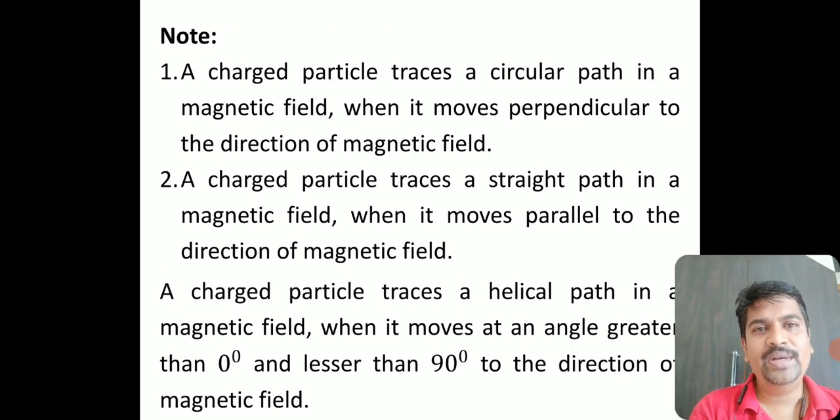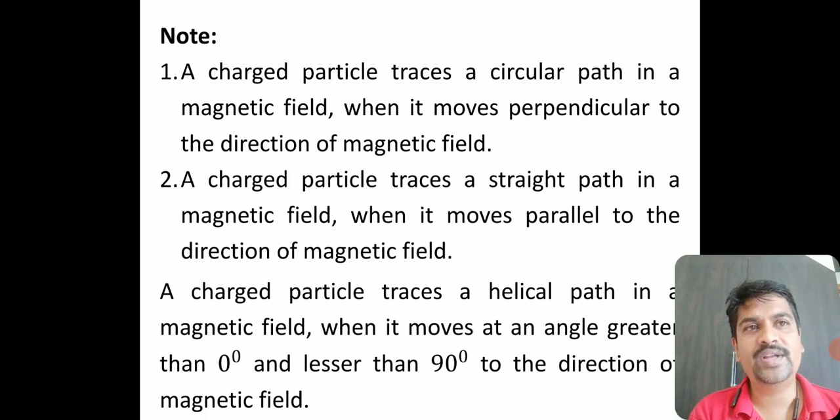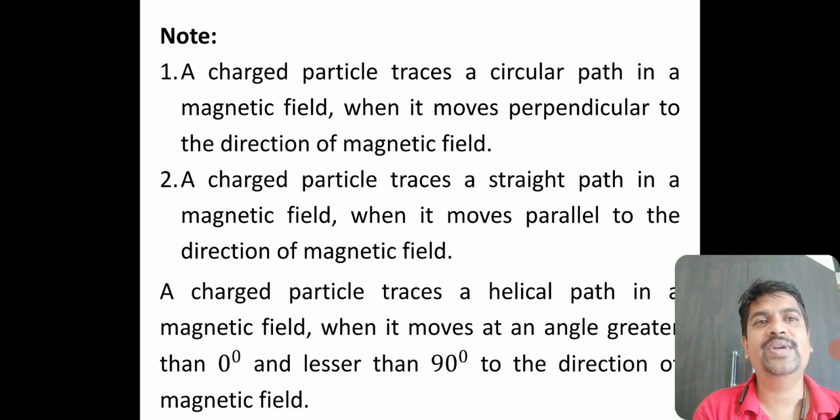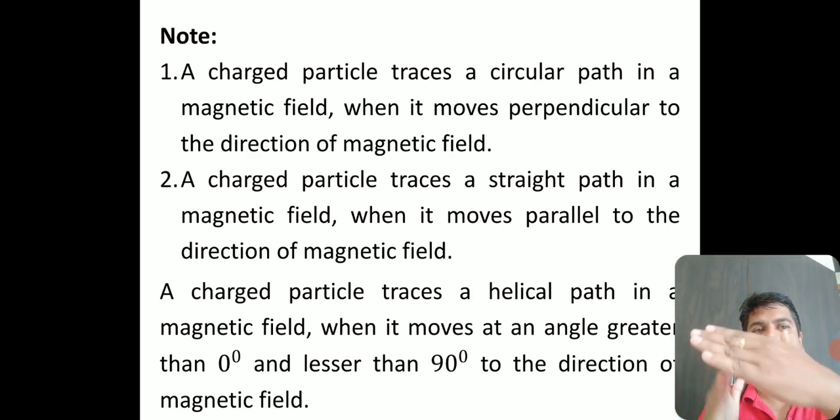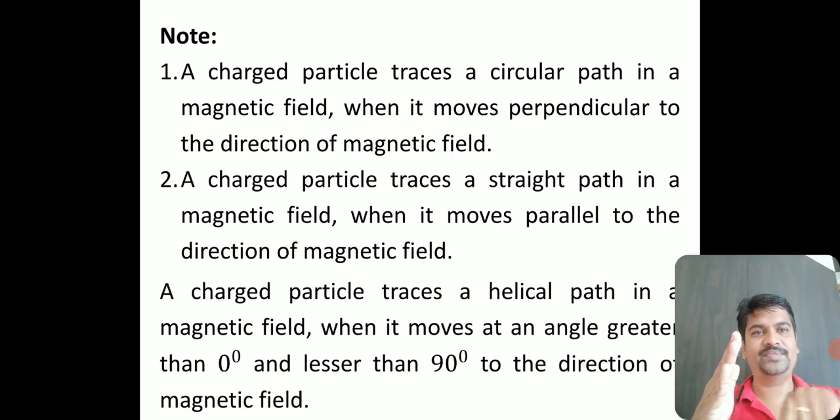Now the point to be noted here is that a charged particle traces a circular path in a magnetic field when it is moving perpendicular to the direction of magnetic field. So if a charged particle is moving perpendicular to the direction of magnetic field, definitely it will trace a circular path, not a straight line. That is the one thing to be noted.